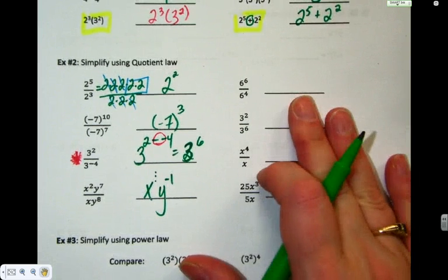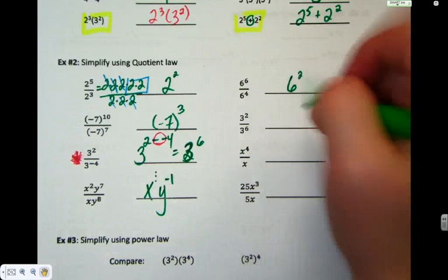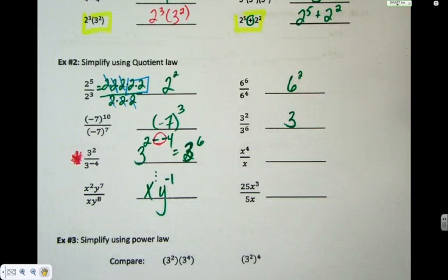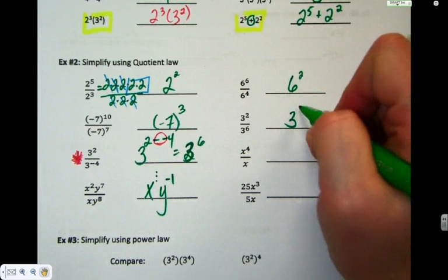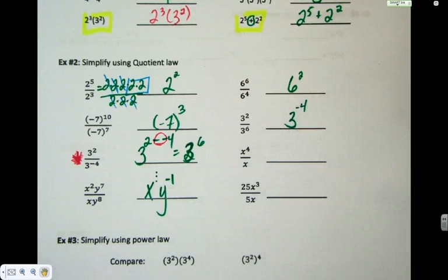6 to the 6 divided by 6 to the 4. Quotient law says we keep the base and subtract the exponents. 6 minus 4, 2. 3 to the 2 divided by 3 to the 6. Quotient law says we keep the base. 2 minus 6, minus 4. And again, we can have negative exponents. That's okay.